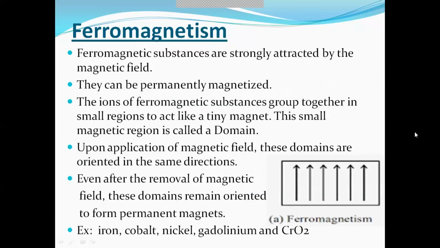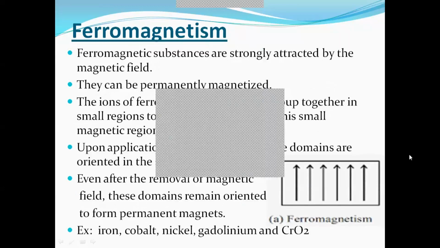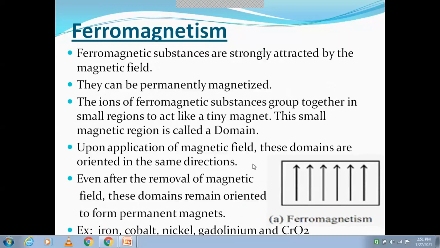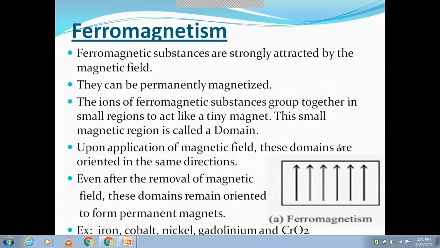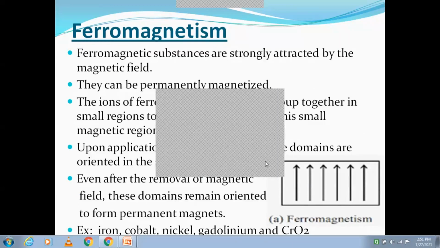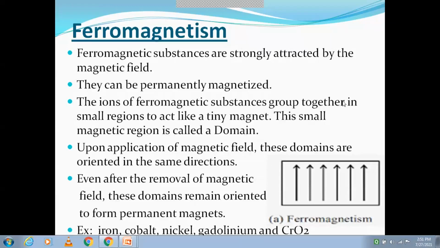Ferromagnetism is understood by domains. Domains are groups of ions present in small regions, and each domain acts as a tiny magnet. If all domains are aligned in one particular direction, then the substance is said to be ferromagnetic. It is said to have a strong magnetic field.